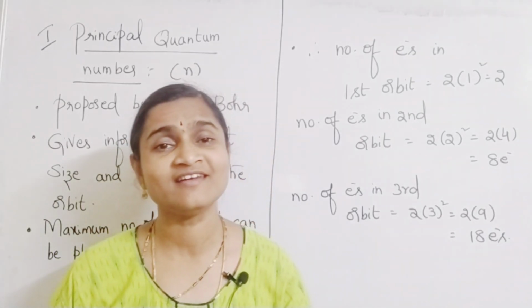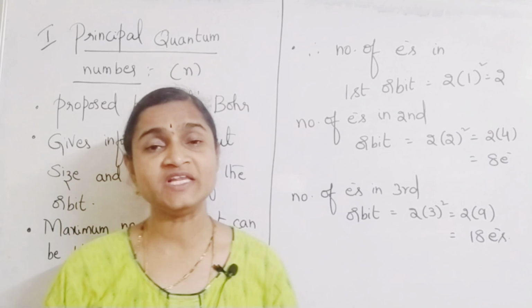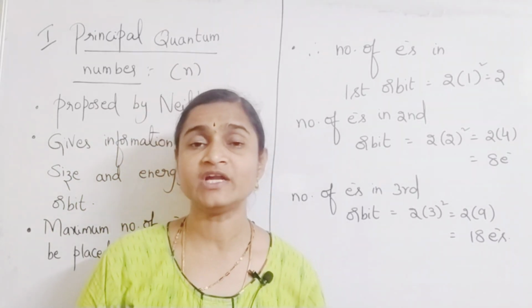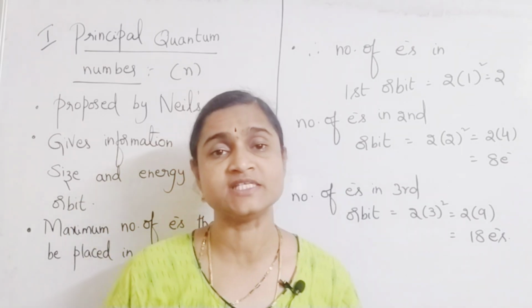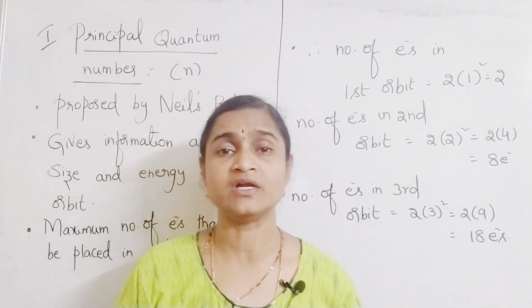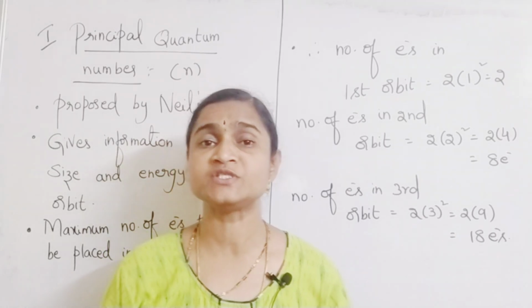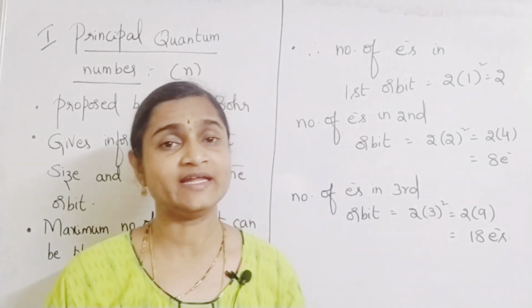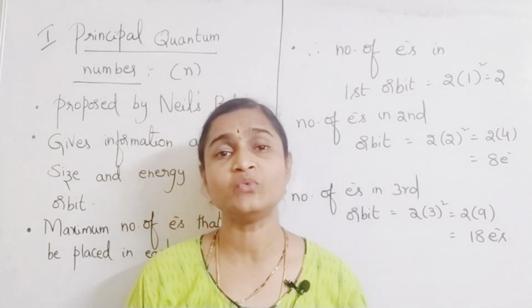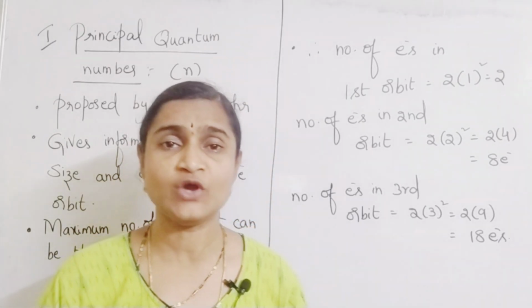It means here Bohr's atomic model. So the principal quantum number totally tells about Bohr's atomic model only. Whatever postulates and points were discussed in Bohr's atomic model all come under the principal quantum number. That's why it is proposed by Niels Bohr, denoted by the letter n. n indicates the orbit number and it gives information about the size and energy of the orbit.